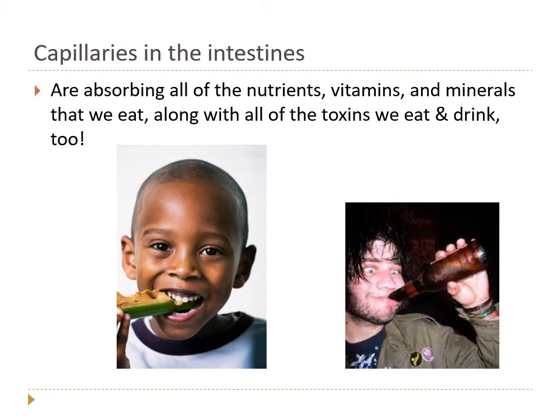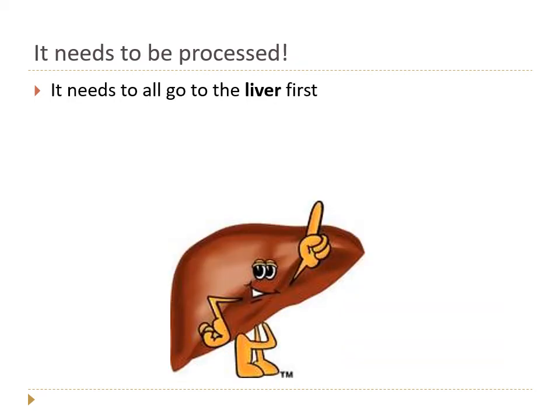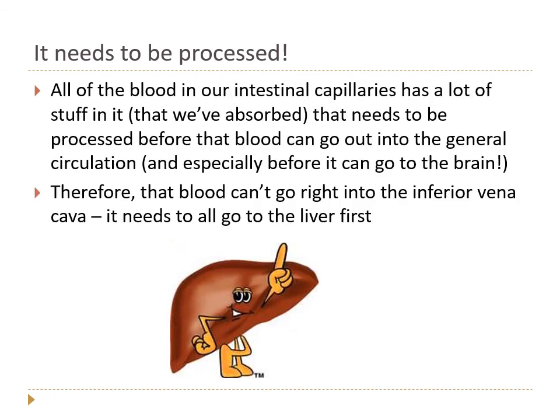We can't just dump all this alcohol into our general circulation and let it go all over our body. Or if you just had a milkshake, all those fatty acids and all that sugar, we need to process it and pull some of it out of the general circulation. So therefore, all of this blood from the intestines has to go to the liver before we can allow it out to the rest of the body. And this is just that information for the outline.